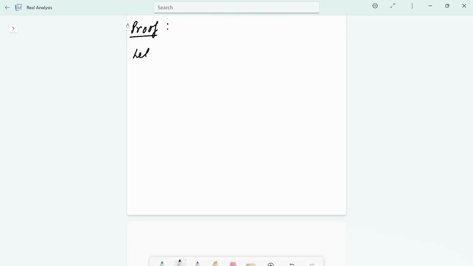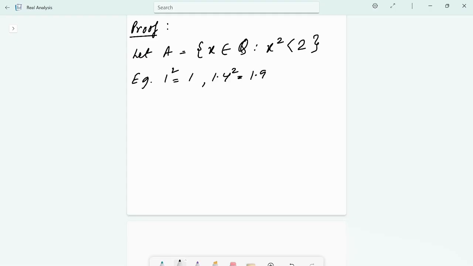Proof: let A be the set of x which belongs to Q, the rational set, where x squared is less than 2. What can be the examples for it? It can be 1, since 1 squared is 1. 1.4 squared is 1.96. 1.41 squared is 1.9881. Okay, all belong to A.